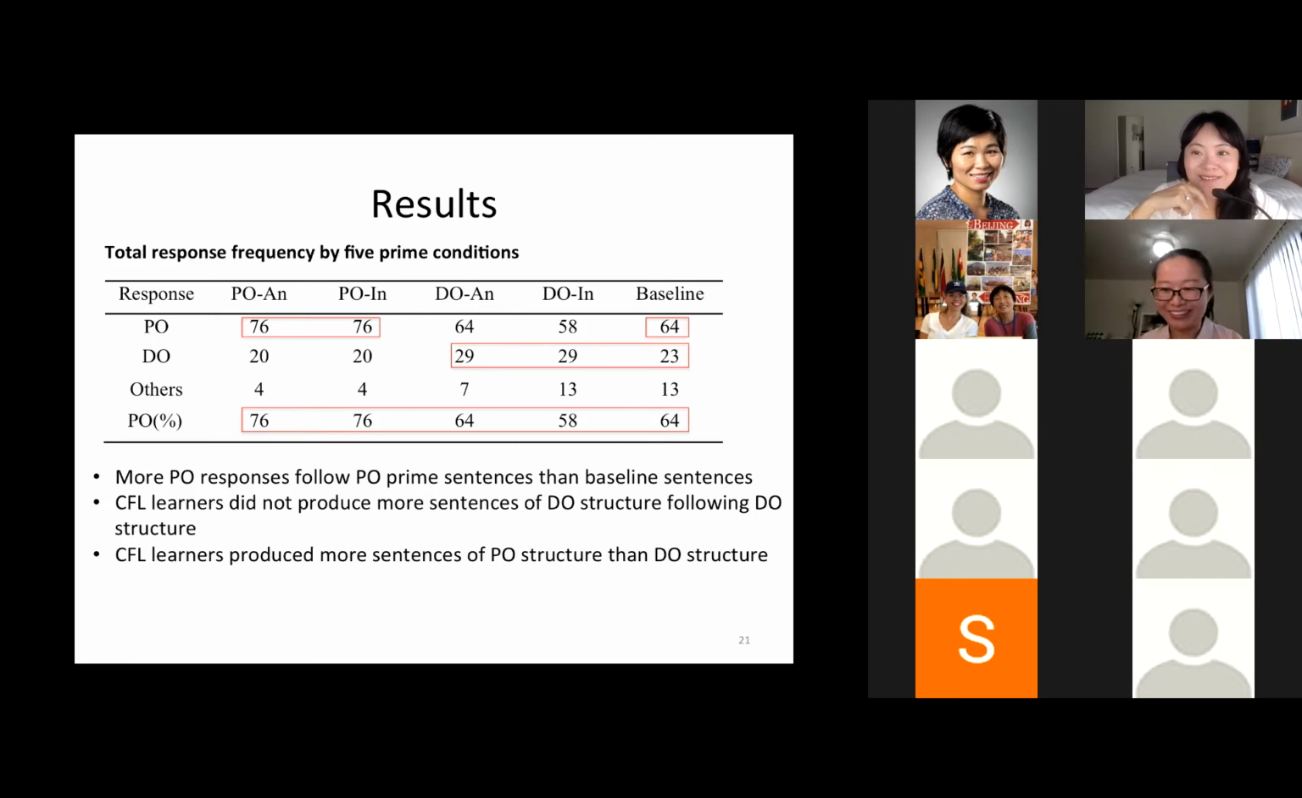Professor Qian, do you have a question? Have you tested native speakers? I'm wondering about native speakers. Do they also produce more PO than DO structures or not? Yeah, that's true. So even for native Chinese speakers, they produced more PO than DO. Okay.